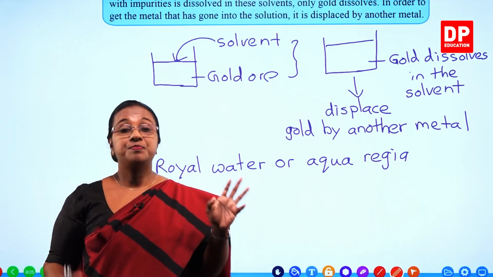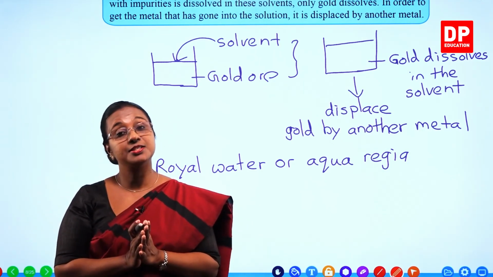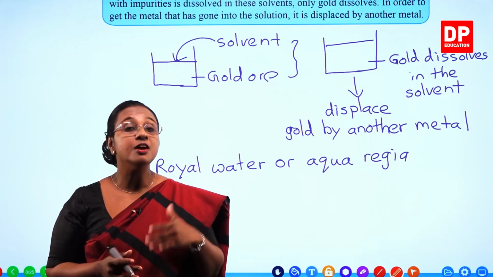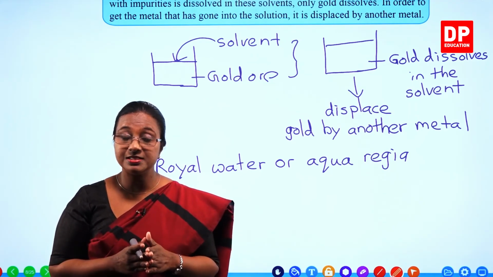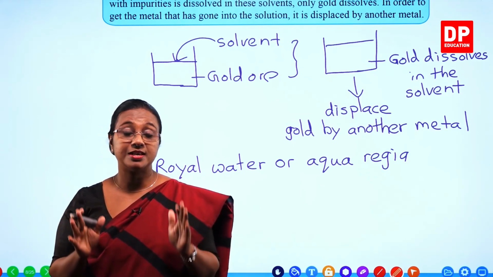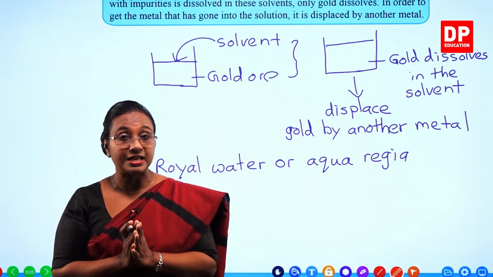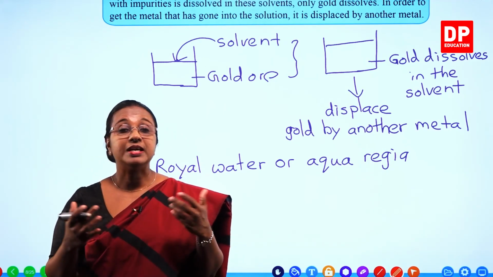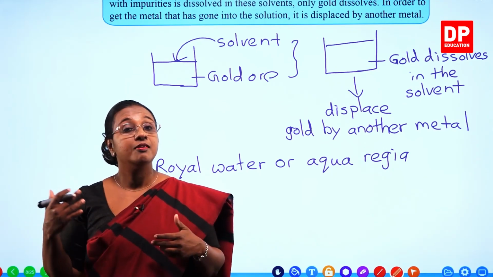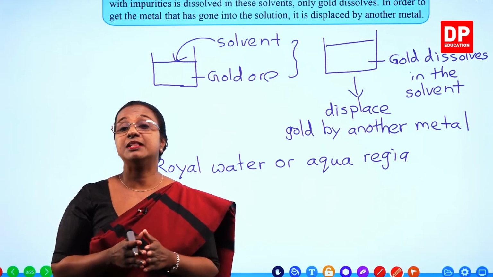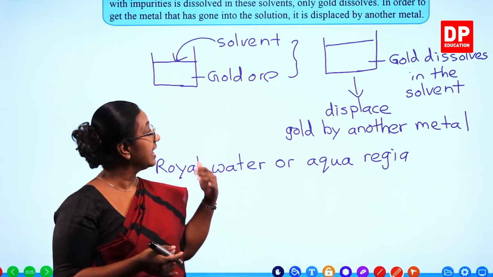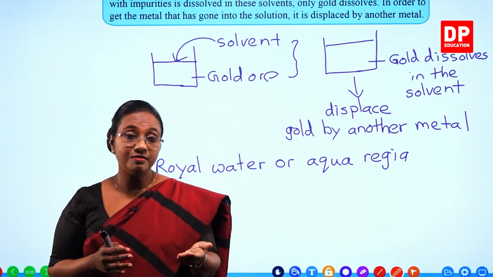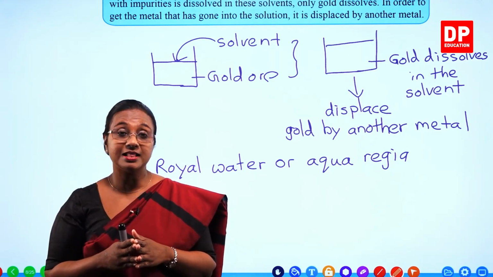So with that, students, I have come to the end of this chapter. In this chapter, we discussed the process of extraction of iron from hematite using the blast furnace. That was discussed in detail, and as I told you, you have to remember all the reactions. Then we looked at how gold is separated from its ore. Because it's a native metal, you don't need strong separation techniques. A physical method is more than enough: the sifting process, and the rest of the impurities can be removed by dissolving gold in a solvent and then displacing it by another metal.